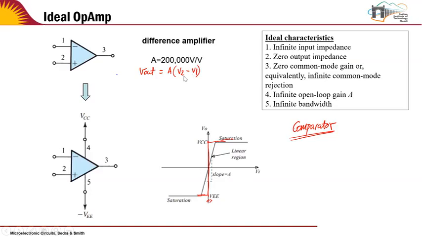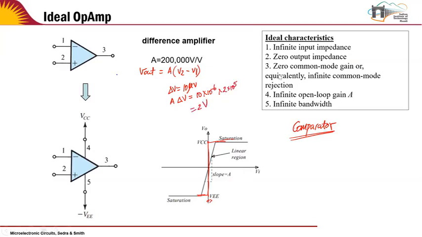So even if the input were, say, let's say V2 is 10 microvolts more than V1, then 200,000 times 10 microvolts is like 2 volts, right? So if the input is 10 microvolt, that is delta V, V2 minus V1 is 10 microvolt. Then A times delta V is 10 into 10 to the minus 6 volts into 2 into 10 to the 5. So that's 2 volts.